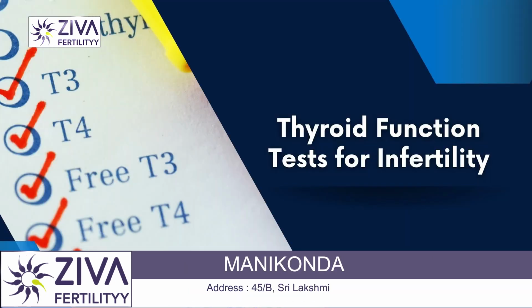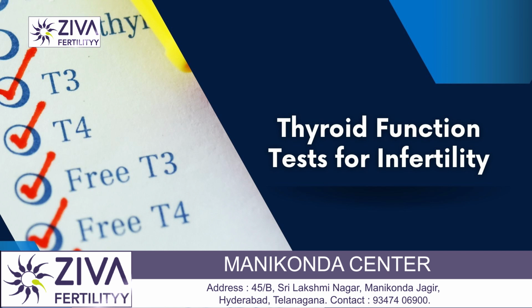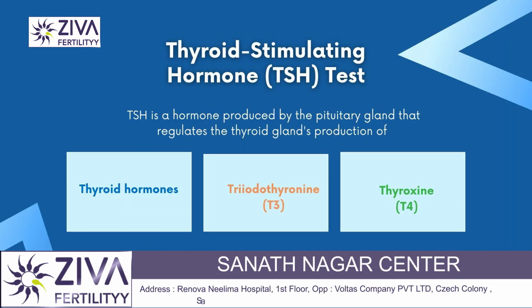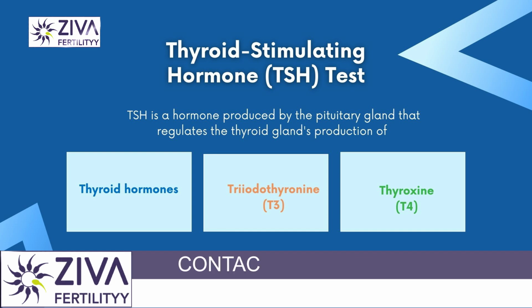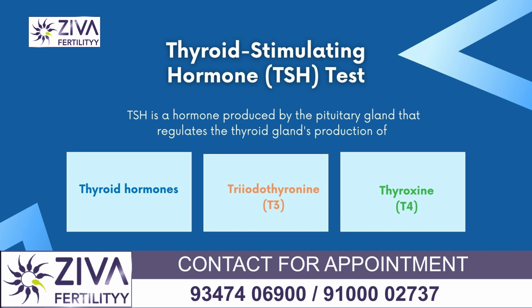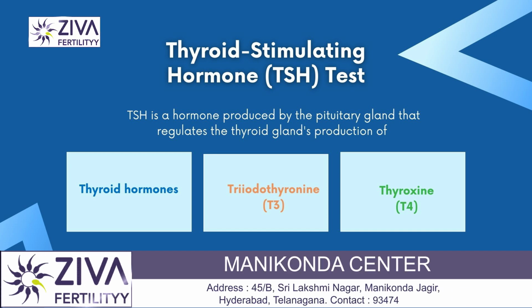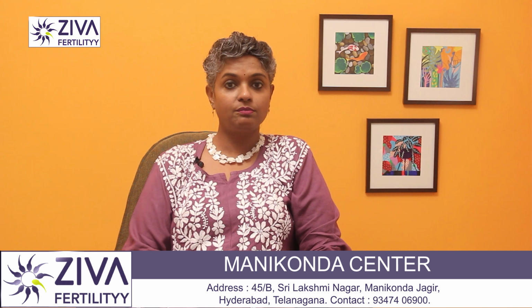Let's try to understand some important thyroid function tests for infertility. The first is the thyroid stimulating hormone, called the TSH test. TSH is a hormone produced by the pituitary gland that regulates the thyroid gland's production of thyroid hormones, which are T3, triiodothyronine, and thyroxine, T4. The TSH test measures the level of TSH in the blood.